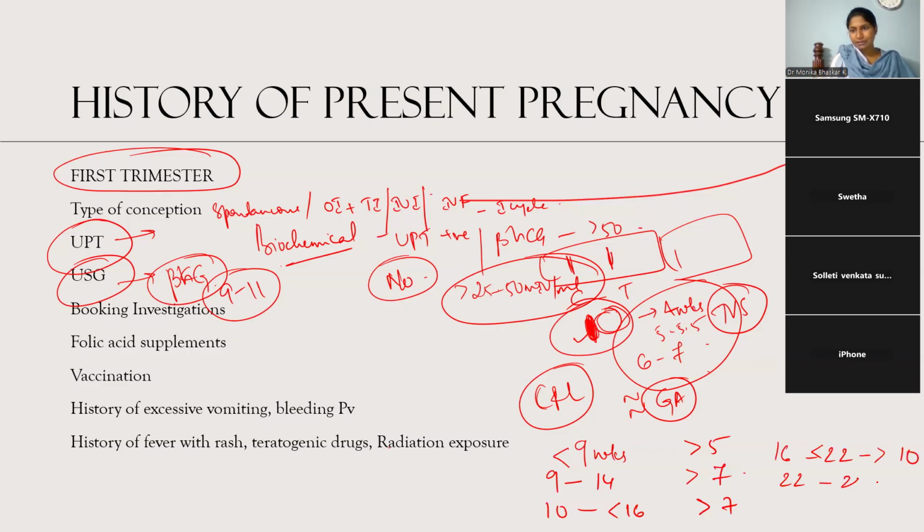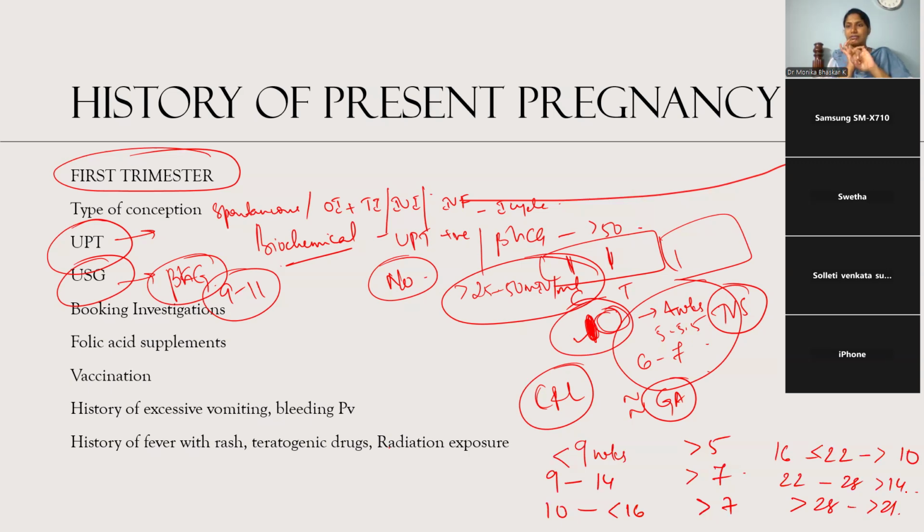22 weeks to 28 weeks, more than 14 days, and more than 28 weeks, more than 21 days. So this is how you will calculate the expected date of delivery and corrected expected date of delivery if there is a discrepancy. So this is very important. So to date the pregnancy.